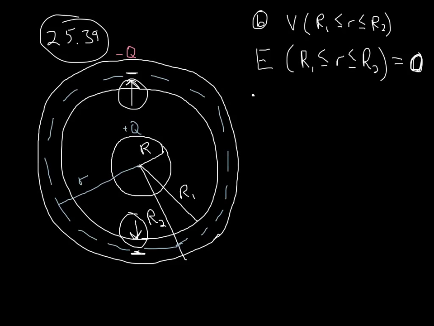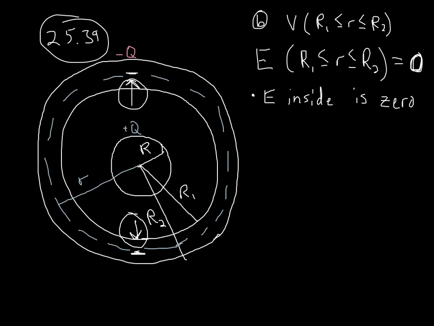We need to remember that the electric field in a conductor, and that's only inside of an actual conductor, is 0. That's what makes a conductor very, very useful. It's one of the properties that defines an object as a conductor. So E is 0, and we can do our integral again.